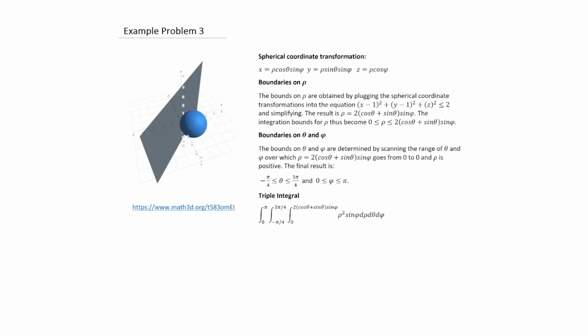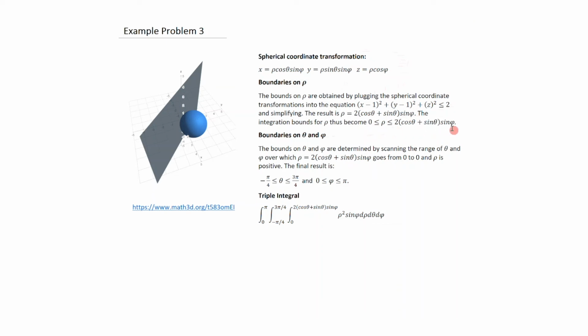All right, so let's solve the problem. So again, we have our transformation equations here for x, y, and z. So the first thing is to determine the boundaries on rho. The bounds on rho are obtained by plugging the spherical coordinate transformations into this equation and simplifying. If you do that, you'll end up with the equation rho equals 2 times (cos theta plus sine theta) sine phi. And the bounds on rho will be 0 at the bottom end. It can't go lower than 0. So 0 is less than or equal to rho, less than or equal to 2 (cos theta plus sine theta) times sine phi.